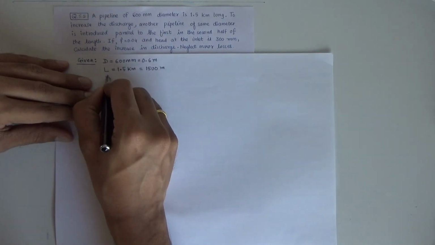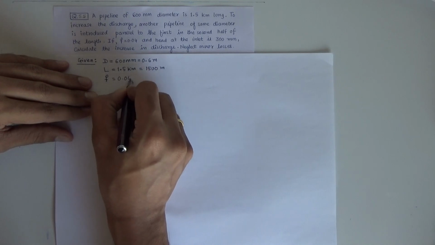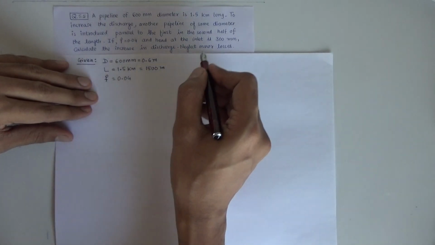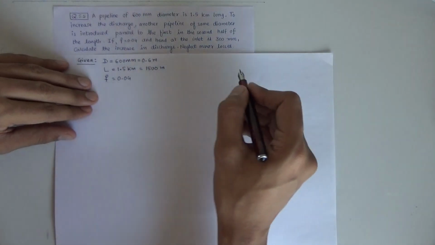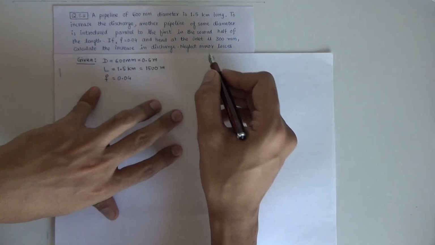If F is given as 0.04 and head at the inlet is 300 mm. Calculate the increase in discharge, neglect the minor losses.